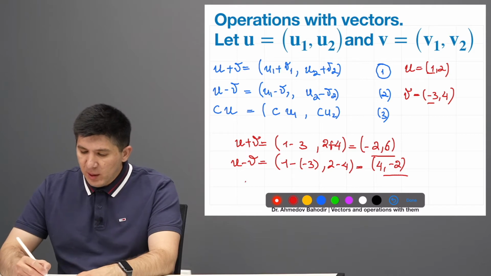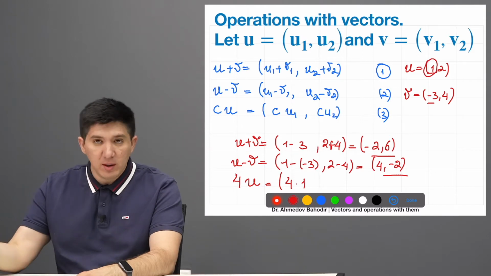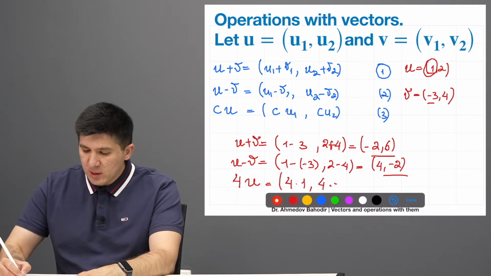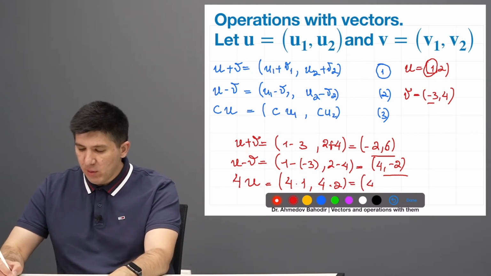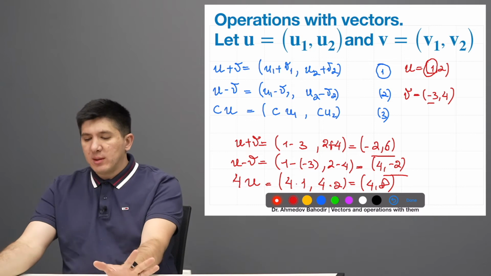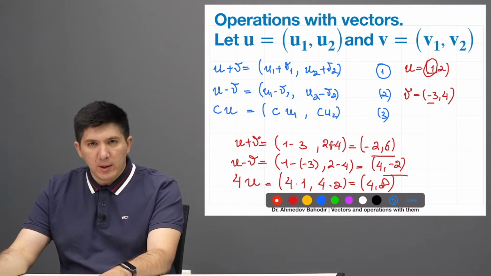And if you would like to multiply u by some constant, 4, let's say, it is going to be 4 times the 1, which is the first component of this vector u, and 4 times the 2, which is the second component of this vector u. Well, that's going to be equal to 4 and 8. So that's how we are going to do the operations with vectors algebraically.